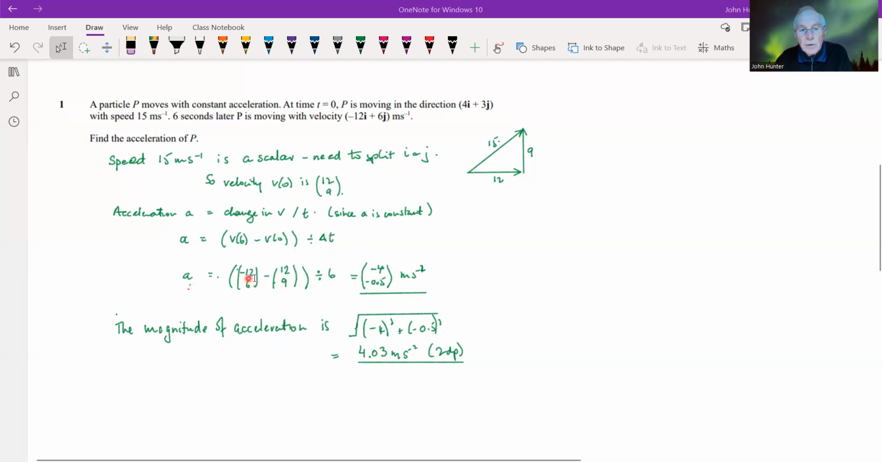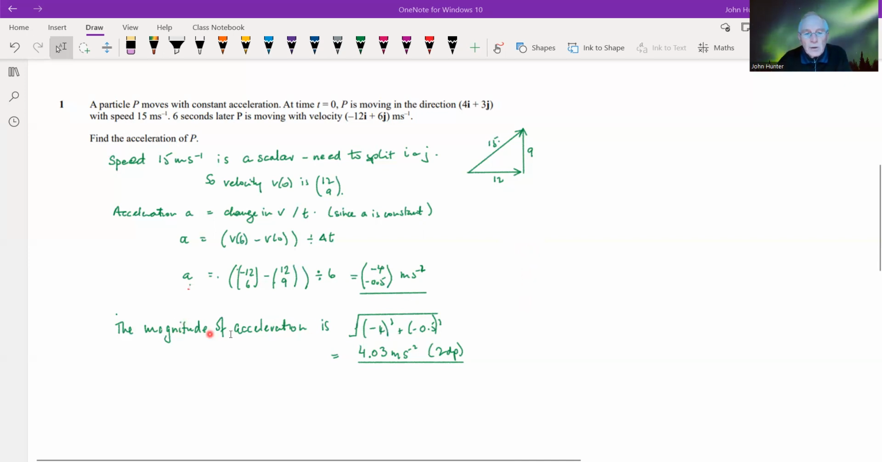So if we just work that through, that's minus 24 divided by 6, which is minus 4. And then minus 3 divided by 6, which is minus 0.5. So that is the acceleration vector. In these questions, if they ask you for acceleration, it's a vector they're asking for, implicitly.